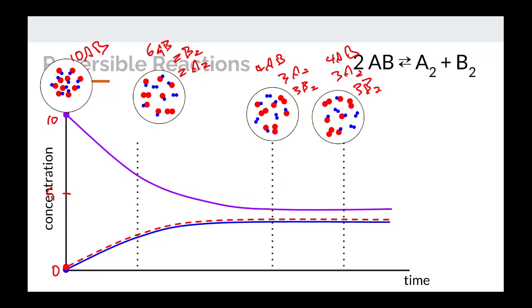Now, it's important to note that this is not because the reaction has stopped happening. The reaction is still happening. What's happening is that the forward and the backward rates are the same. So we're producing AB at the same rate that we're consuming AB. So that's why its concentration stays constant. And we're producing A2 and B2 at the same rate that we're consuming A2 and B2 for the reverse reaction.